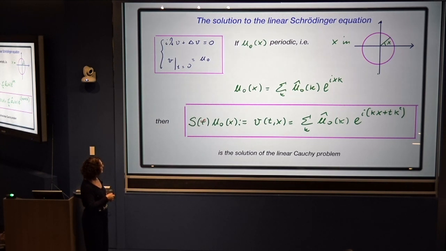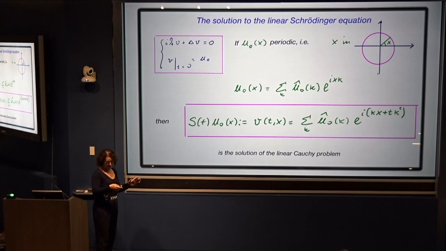which from now on I'm going to indicate as S of t applied to u0, where S of t stands for the Schrödinger group, if you like, is going to be exactly the sum of what we have found before, except that before we were fixing k, now we're summing over k, with again what you see here, t times k squared. Okay, this is completely explicit, and it's in one dimension.